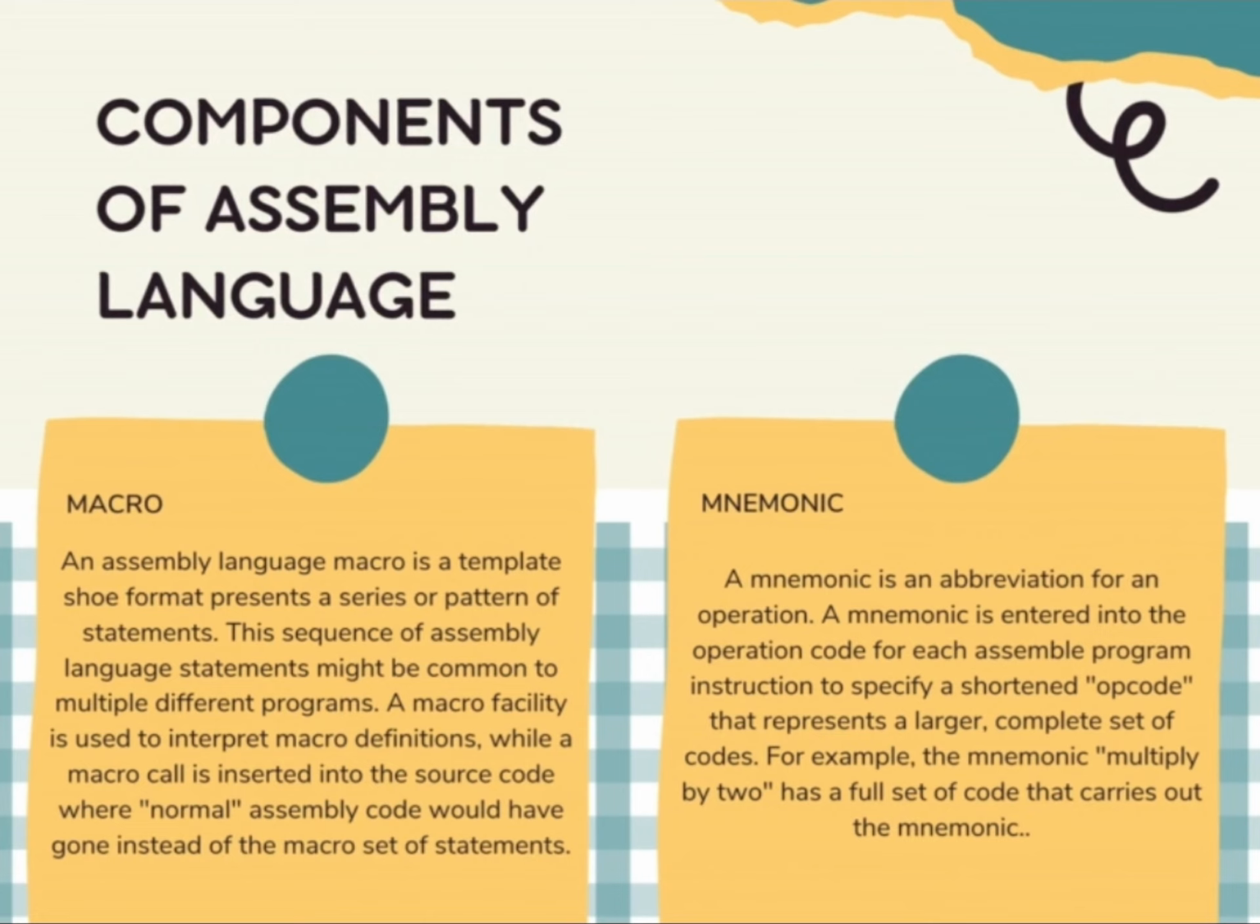Mnemonic. A mnemonic is an abbreviation for an operation. A mnemonic is entered into the operation code for each assembled program instruction to specify a shortened opcode that represents a larger, complete set of codes. For example, the mnemonic multiply by 2 has a full set of code that carries out the mnemonic.